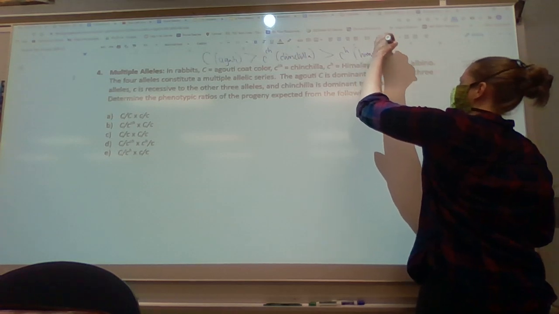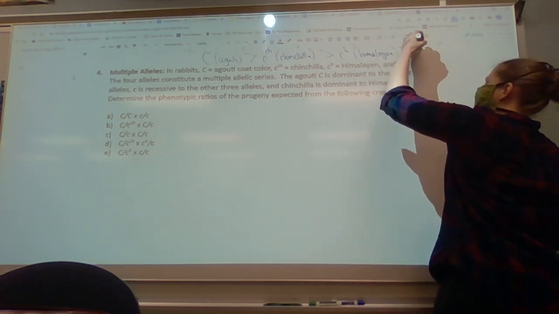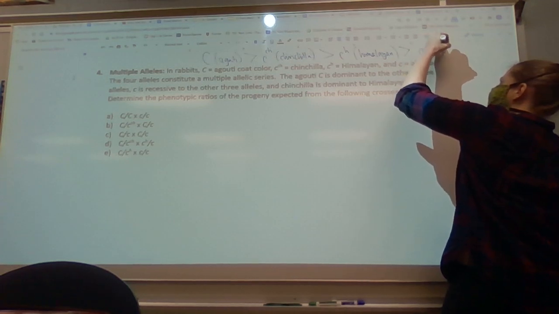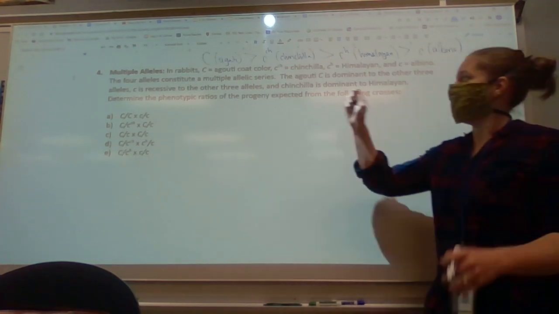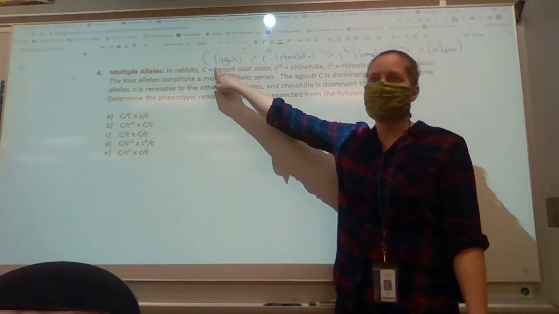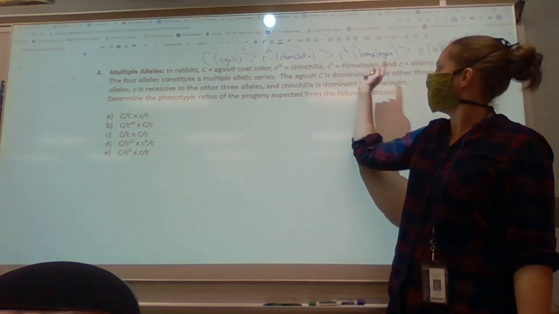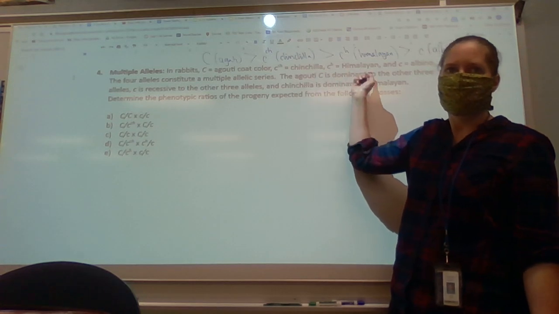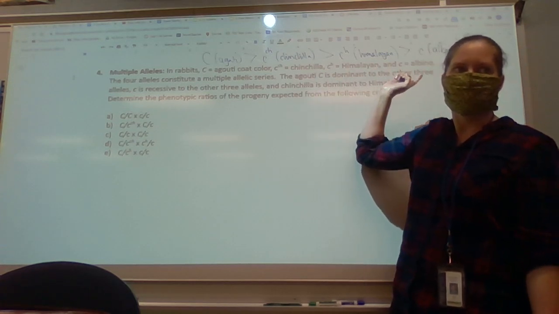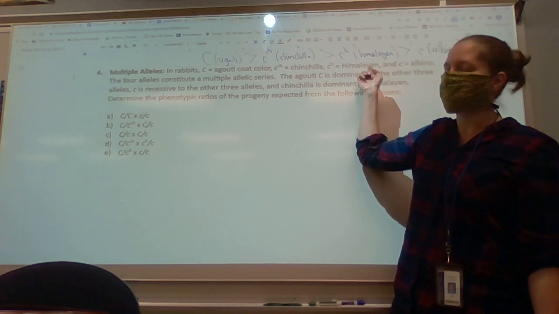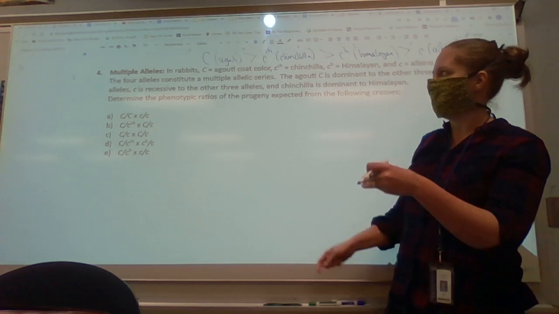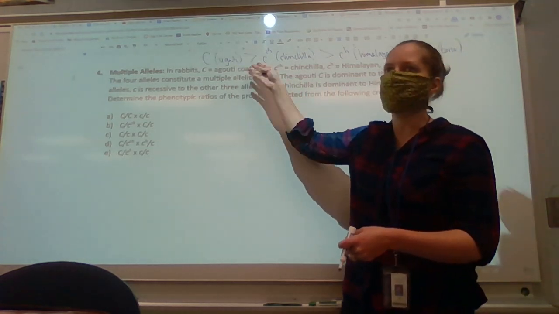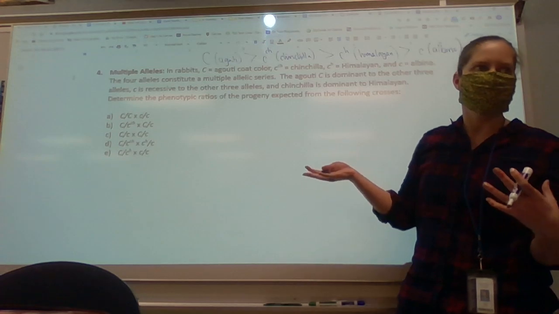And then the 4th allele is recessive to all of them, right? And that is little c, which is the albino allele. Okay, so we have that kind of order of dominance, right? If you have a capital C in anything else, it's going to be agouti. If you have C^ch in any of these two, it's going to be chinchilla. If you have C^h in c, it's going to be Himalayan, right? If you only have two little c's, then it's going to be albino. Okay, so if you read that carefully, that's important to know before you can figure out any of the phenotypes.